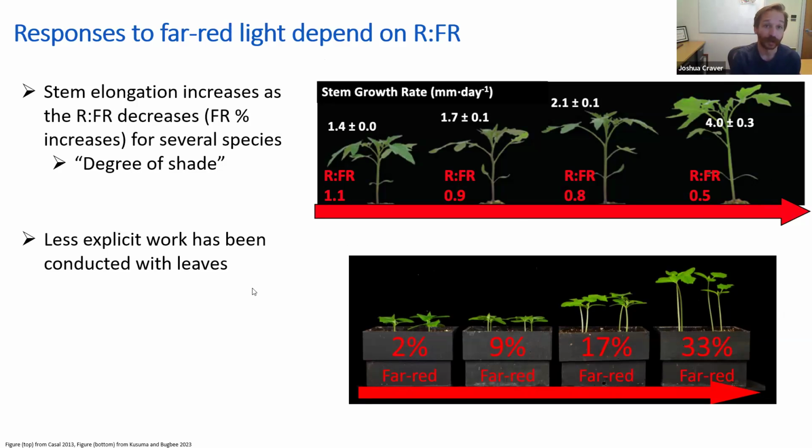And we see that same kind of treatment. So as the red to far red ratio decreases or the far red percentage increases, we get a more intense response. And a lot of work has been done on the stem responses because that's the most obvious and visible shade response. But less work has been conducted with leaves. There's definitely been some work that has shown that the red to far red ratio affects leaf elongation rate, leaf length elongation or width expansion. But it's few and far between, and a lot of the research is a little old, and so it could definitely use some refining.